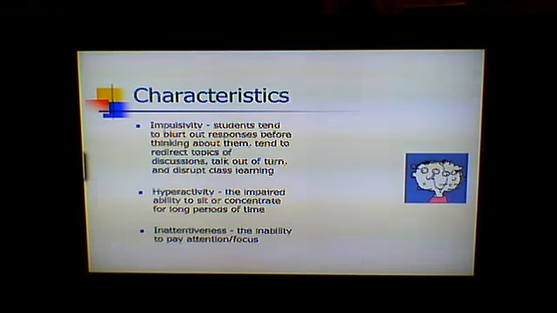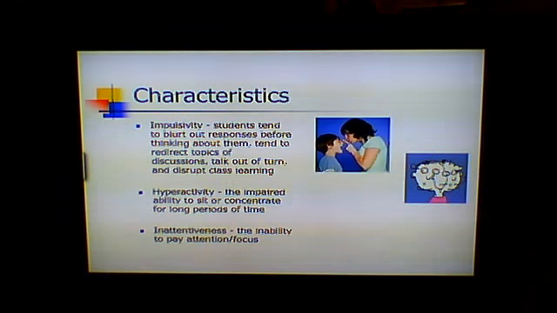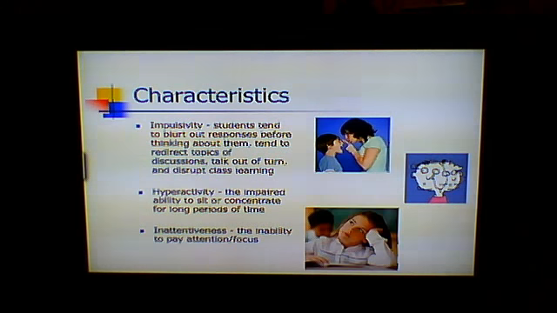Inattentiveness is the inability to pay attention and focus. This problem explains why many of these students have difficulty following teachers' directions and seem to be confused about where they're supposed to be and what they're supposed to be doing. This makes it hard for individuals to transition from one activity to the other. Difficulty sustaining attention to tasks may contribute to missing important details in assignments, daydreaming during lectures and other activities, and difficulty organizing assignments.